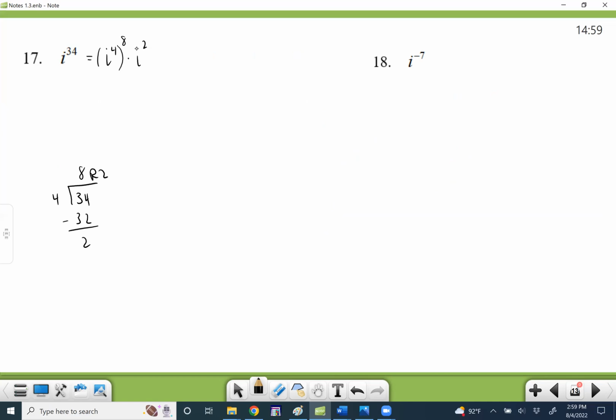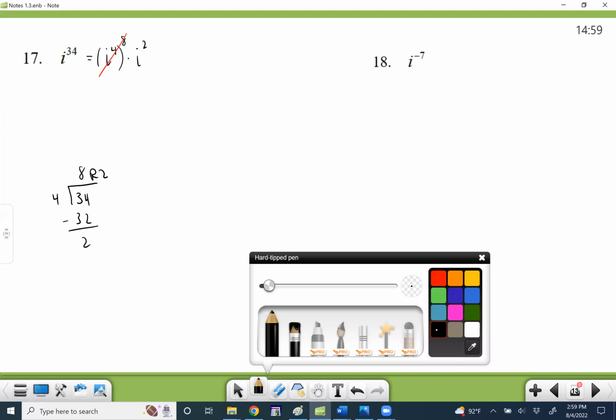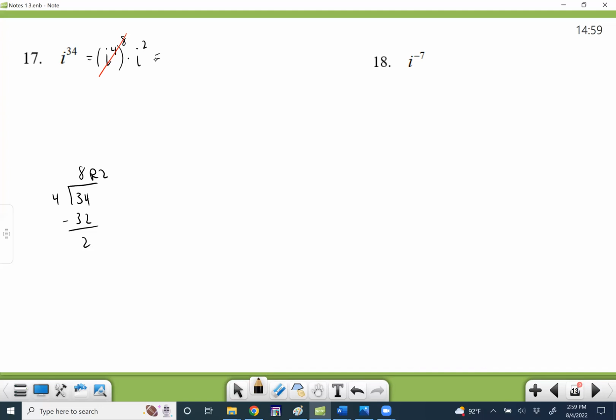So then how nice is this? Super nice, gone, right? So this is just i squared. And what do we know i squared is? So we're saying negative 1.